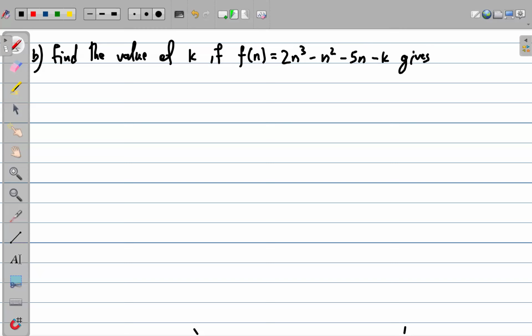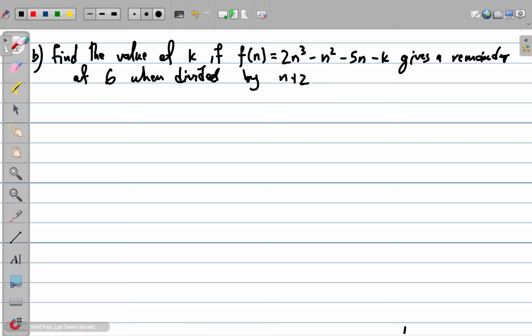if this gives a remainder of 6 when divided by n plus 2. So we are just trying to check, have you stereotyped your mind to just work with x? Or have you understood the principle to a point that the moment we remove x out of the way, out of our functions or polynomials, you will still be able to do this math?